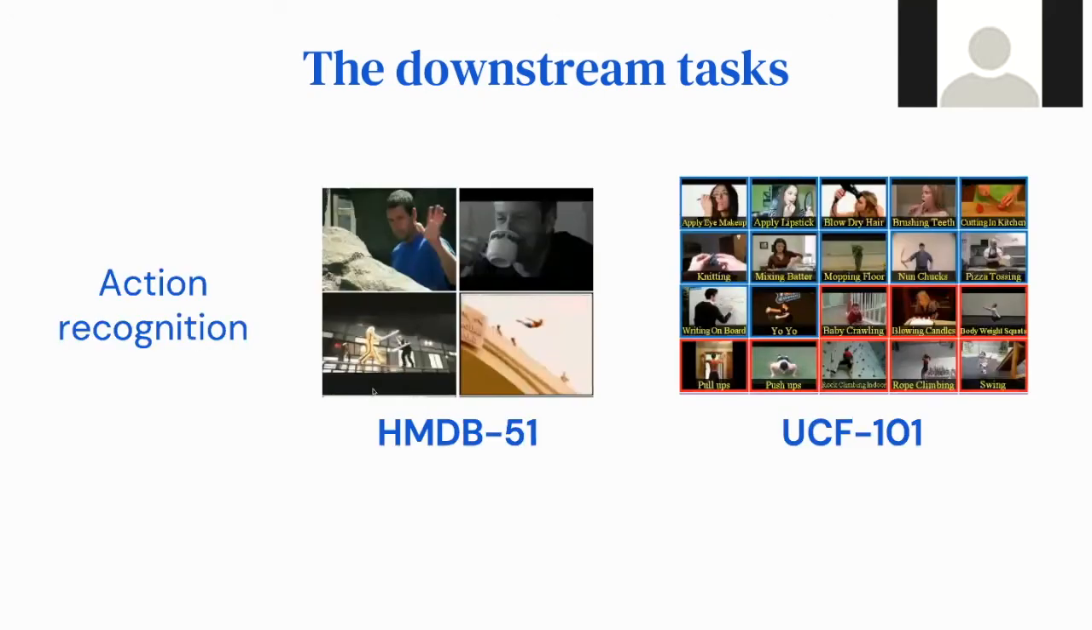For that, we consider various tasks, in terms of evaluating just the video representation alone. The first one we consider is action recognition on two benchmarks that are standard in the literature of action recognition, which are HMDB51 and UCF101. These are both small data sets: HMDB has 51 human action classes, and UCF101 contains 101 action classes.